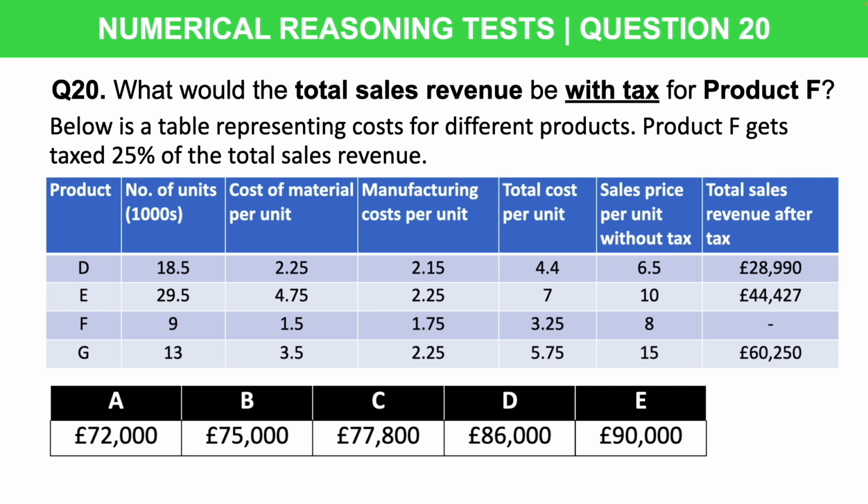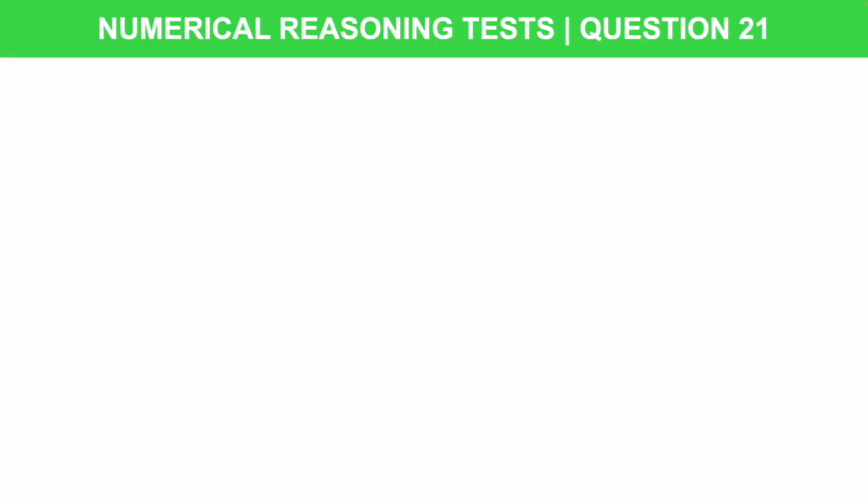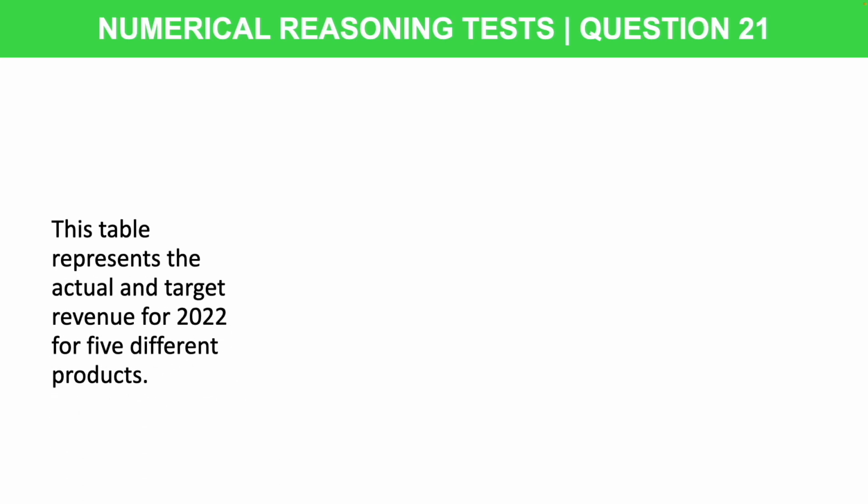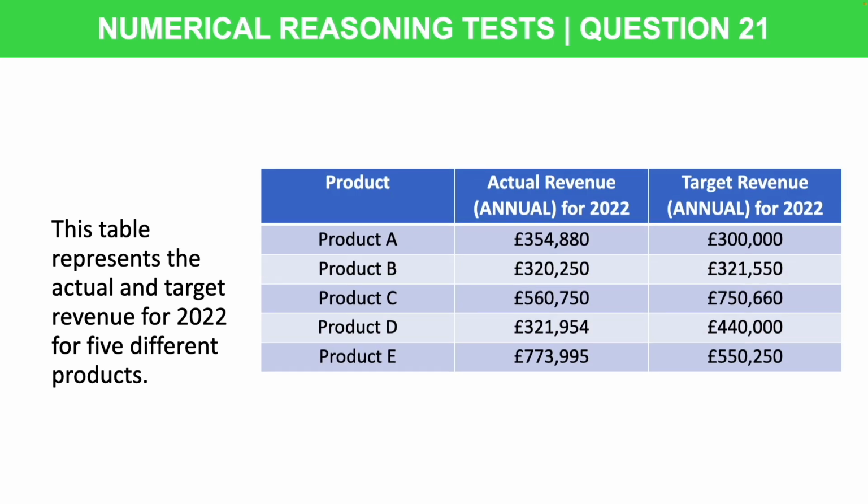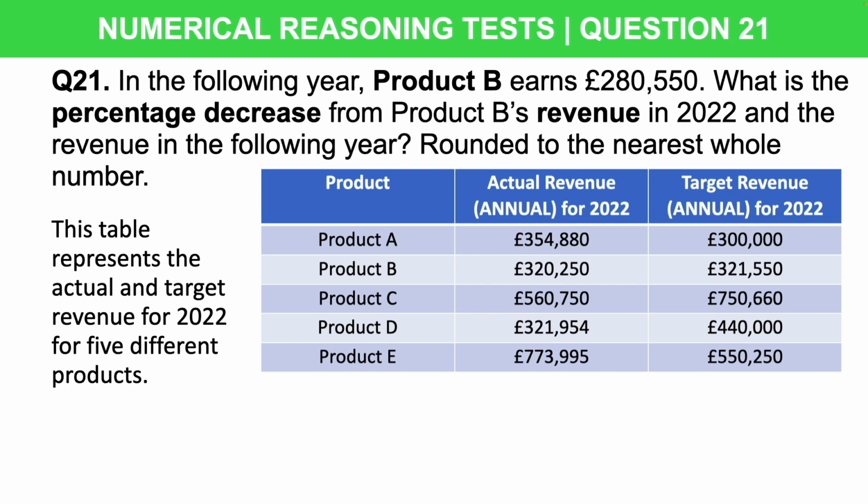Okay, let's take a look at another numerical reasoning test question. And again, this is a data interpretation type question, so let's take a look. This table represents the actual and target revenue for 2022 for 5 different products. So the question is, in the following year, product B earns £280,550. What is the percentage decrease from product B's revenue in 2022 and the revenue in the following year, rounded to the nearest whole number?